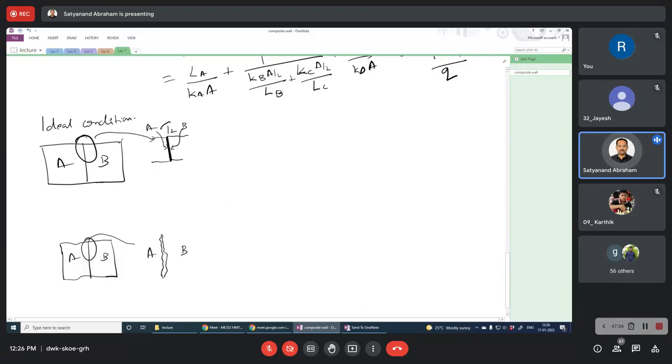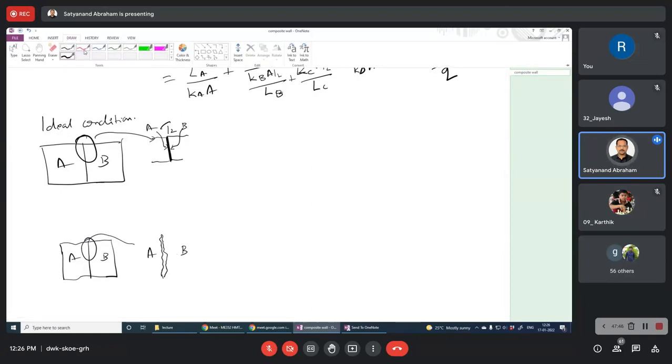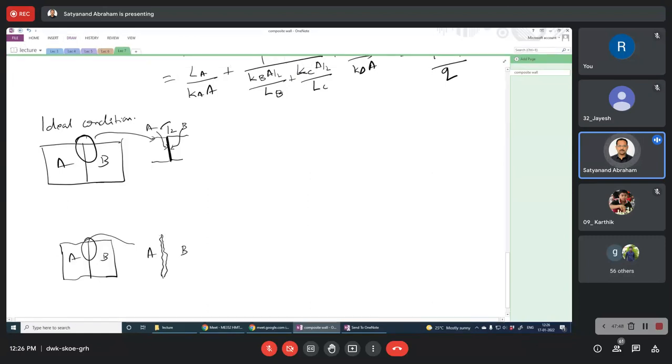You can see that there is going to be some roughness associated with surface A as well as surface B. So in between these two materials, there is going to be a gap. If you have a gap, what is the material that comes into the picture? That is going to be air.